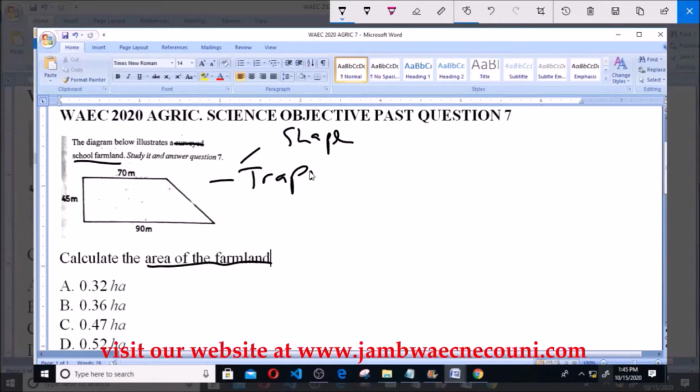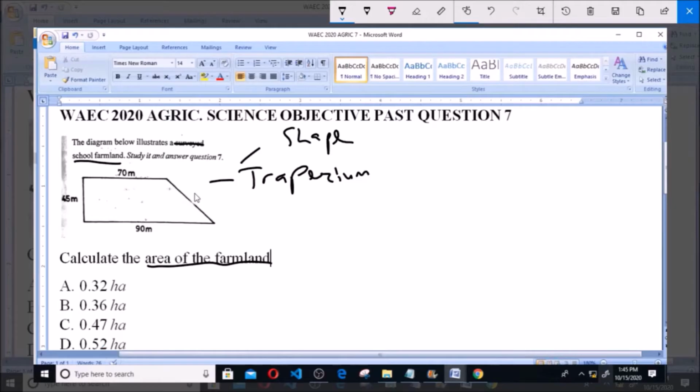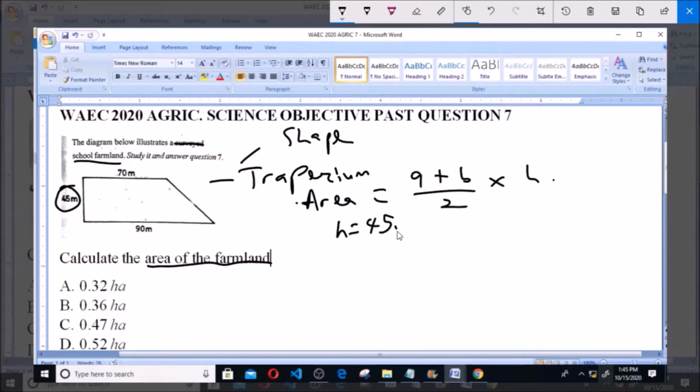So basically we are given the dimensions of the trapezium and we are asked to find the area. So we just apply the formula for calculating the area of a trapezium, and then we'll get our answer to this question. So area of a trapezium is equal to (A plus B) over 2 times H. Now this 45 meters is H, that is the height, representing the height of the figure. Now A is our 70 meters, B is 90 meters. So we apply those variables into the formula.